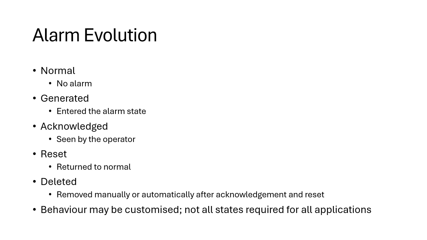It could be then that the operator sees that it has been reset and then they would acknowledge it, and then at some point you need to delete the alarm from the alarm list. Typically the alarm can either be removed manually or it would be removed automatically after it's been both acknowledged and reset. Now, not every application needs every state. This behavior may be customized. Some applications might not need the acknowledgement. They might just have a reset state when the operator actually performs the action they need to. Some alarms might not need resetting. That would be deleted in some other situation. But typically these are the five normal alarm states for alarm evolution.